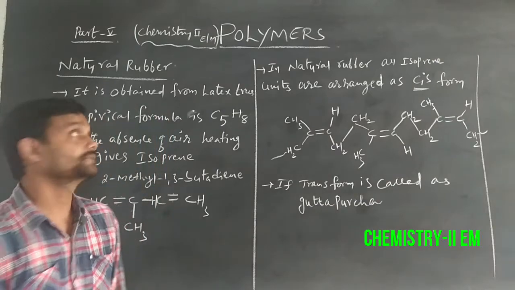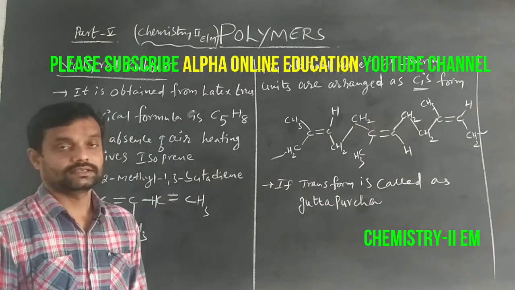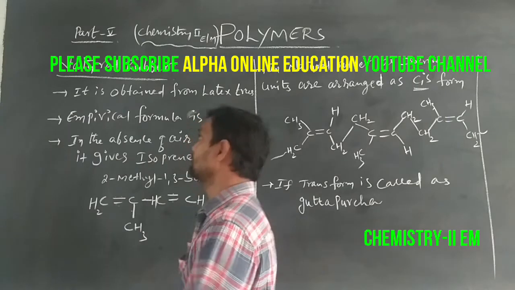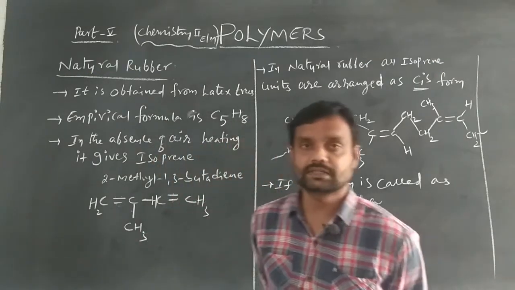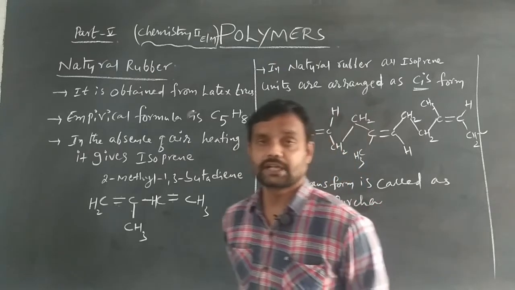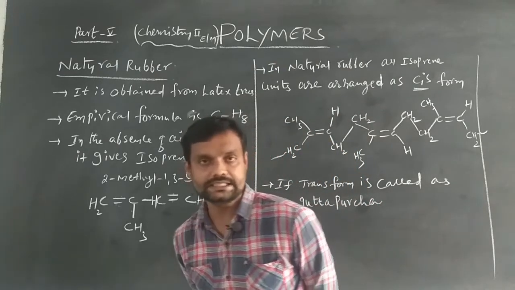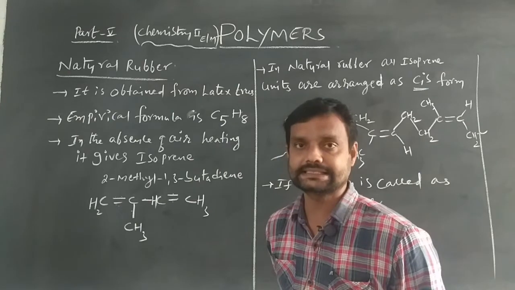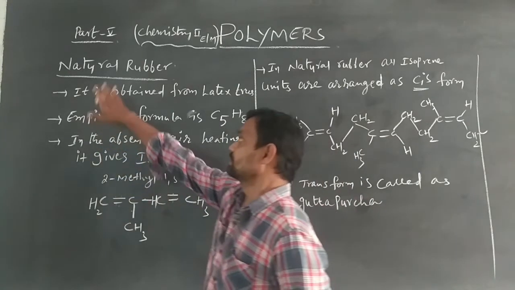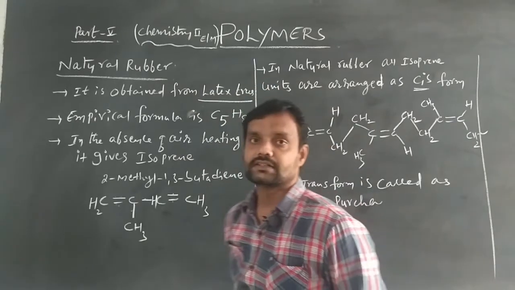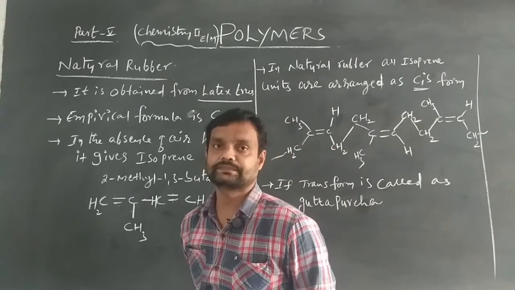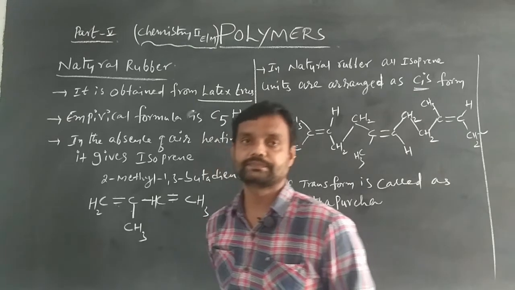Next in the polymers, it is the natural rubber. For example, this natural rubber can be obtained from the variety of trees called latex trees. So the natural rubber can be obtained from the latex trees.